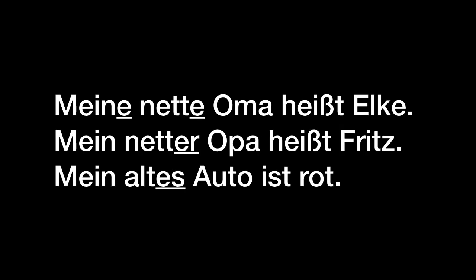Now, if I have mein followed by an adjective, meine nette Oma, my nice grandma, mein netter Opa, my nice grandfather, mein altes Auto, my old car. So I have mein, and I've got to have some ending on that, mein, meine, whatever. And then there's an adjective. It's a nice thing or it's an old thing. And that adjective, nett or alt, also takes an ending, but notice it's a different ending than the possessive. All right, just keep this in mind, take it step by step. We'll start sorting it out.